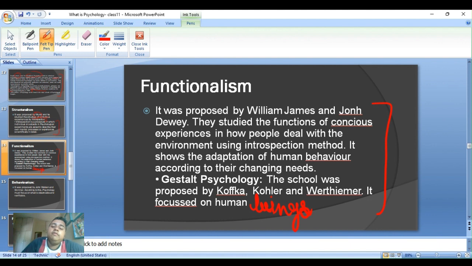So, William James और John Dewey ने क्या propose किया था? Functionalism. He studied the functions of conscious experience and how people deal with the environment, लोग कैसे डील करते हैं environment using the introspection method. So introspection method हमने पिछले स्लाइड में पढ़ा था, उसी चीज से, how do they deal with the environment, कैसे अडाप्ट करते हैं अपने नीड्स को, हर एक सिचुएशन में, हर एक एनवायरमेंट में अपने नीड्स को कैसे चेंज करते हैं, यही बोल रहा हूँ. तो Gestalt psychology, this school was proposed by Koffka, Kohler and Wertheimer. It focused on human beings.